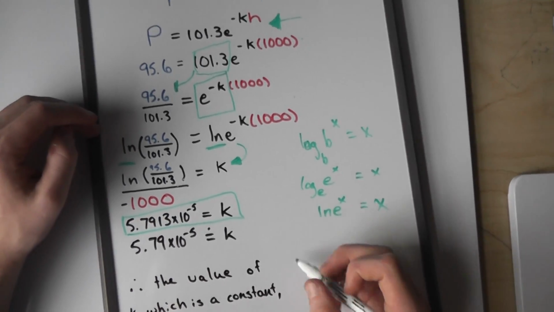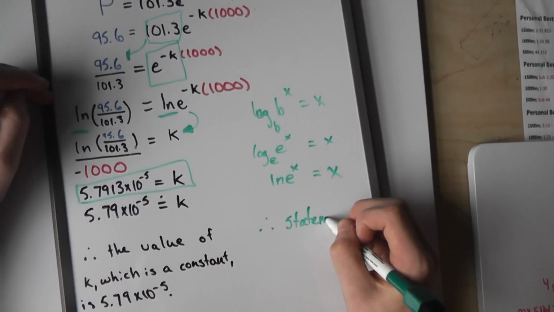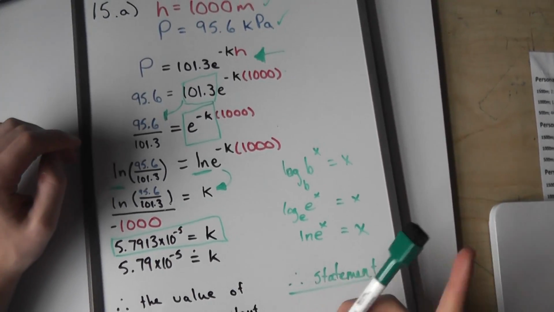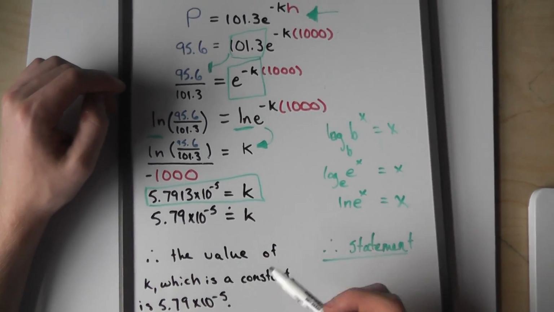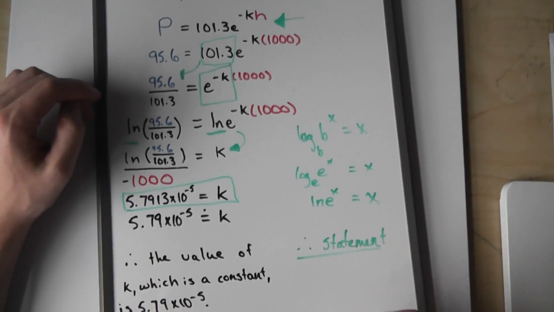We then must include a therefore statement, and the therefore statement answers the question that was asked. What is the value of k? And the value of k in this case, which is a constant, is 5.79 times 10 to the negative 5.